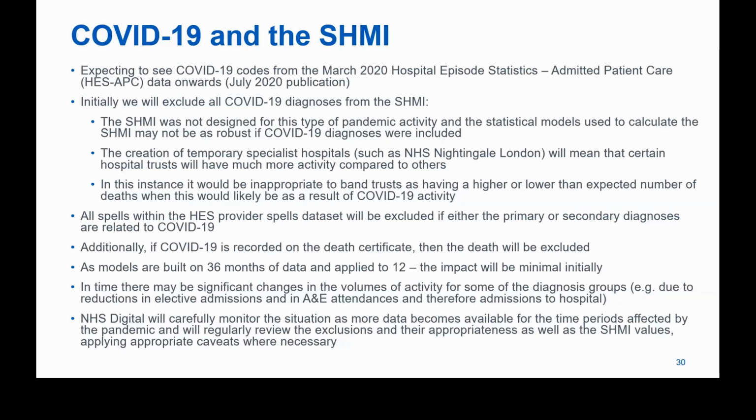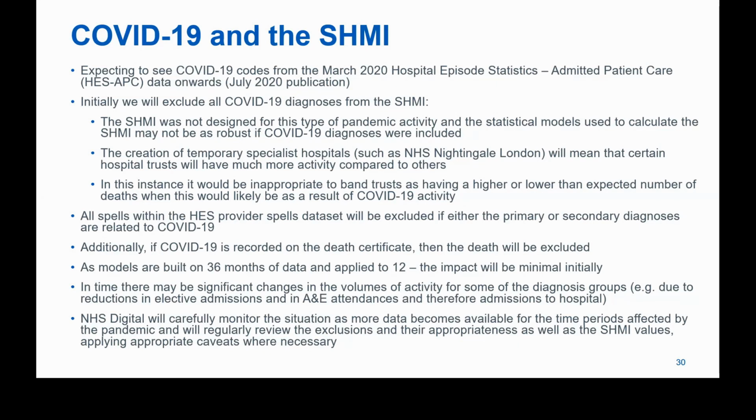The creation of the temporary hospitals, such as the Nightingale Hospital, will mean a certain hospital trust will have disproportionate activity in relation to the SHMI compared to others. And it's going to be inappropriate to ban trusts as having higher or lower expected number of deaths when this could be likely to be a result of the COVID-19 activity.